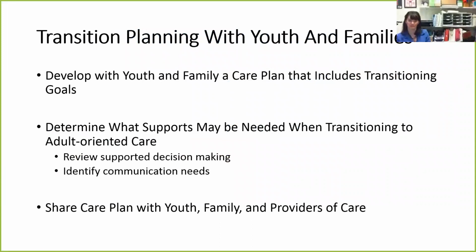So then the next stage, which is step 4 of the Got Transition framework, is to plan with the youth and families. We don't necessarily dictate to patients' families what they should do. We develop a plan. We want to determine who is actually going to be giving the care when they turn into an adult. And then we try to figure out what supports are going to be needed for them to transition successfully to adult-oriented care. They need supported decision-making. Does guardianship need to be established? Do they have special communication needs?